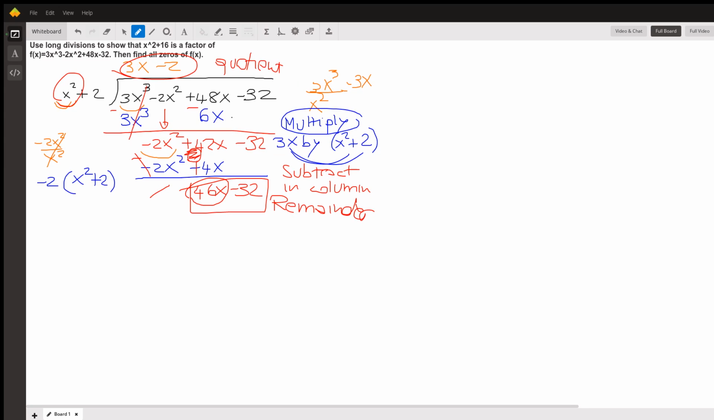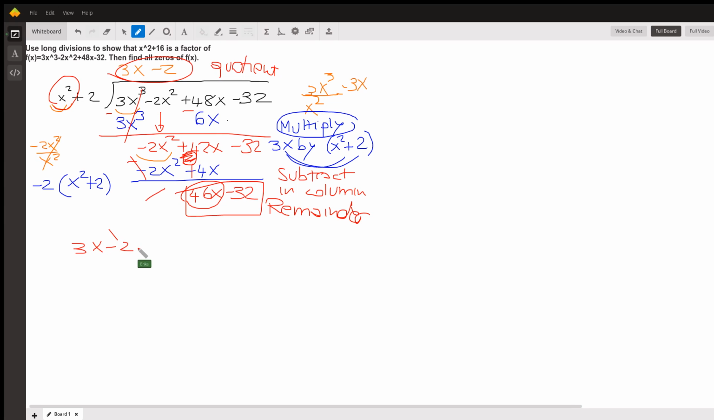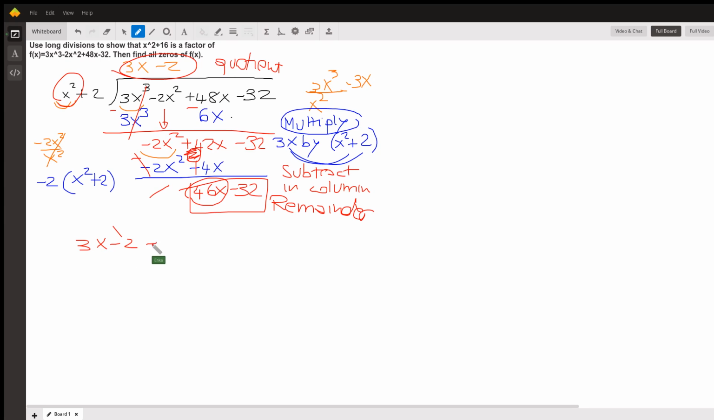This answer is given in this way. The answer would be the quotient, which is 3x minus 2, right? Plus the remainder divided by x squared plus 2. I'm sure you went over this in class. I hope so. Now, why am I writing it like that? Because I cannot go ahead and divide by x squared plus 2, right? This was a remainder.